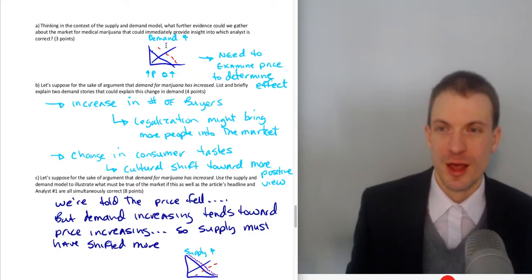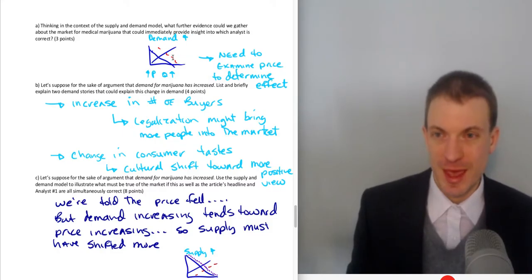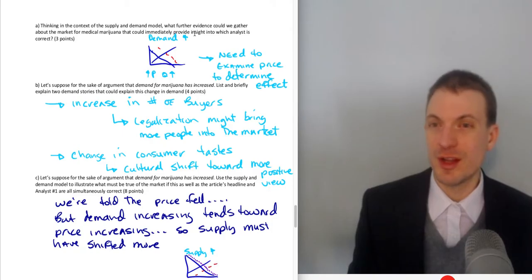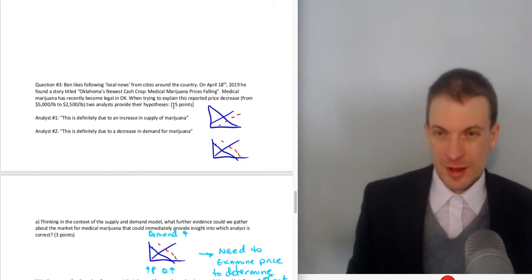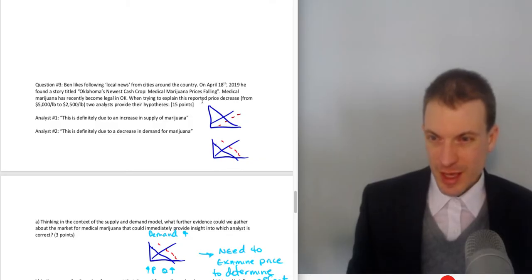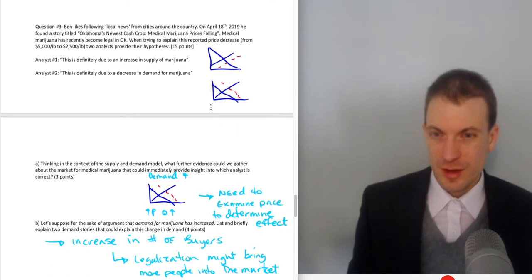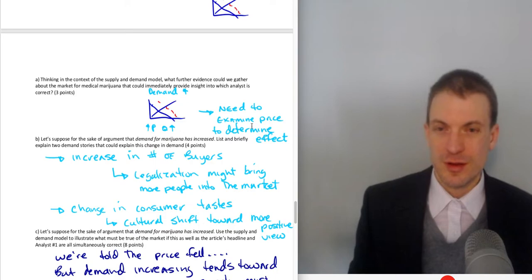So this actually should be a decrease in demand. We want to go from the red to the blue. So this will be a decrease in quantity, a decrease in price, because here's the price, here's the price. Okay, need to examine the price effect. That's really all we need here to provide insight.